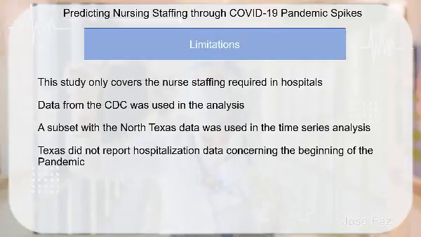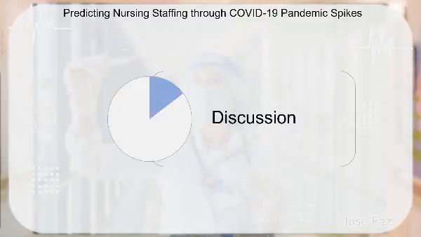The limitations of this study are that it only covers the nurse staffing requirements for hospitals. The data used in this analysis comes from the CDC. A subset of the North Texas data was used to create the time series analysis. Texas did not report the hospitalization data from the beginning of the pandemic, which is not ideal for the time series analysis. Nonetheless, I did the analysis without imputing data.